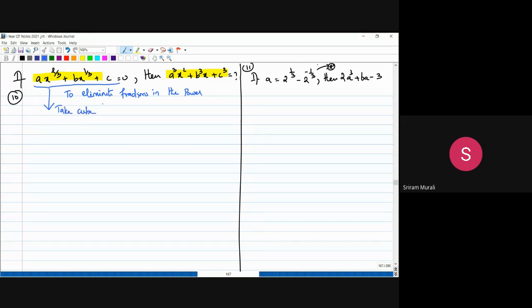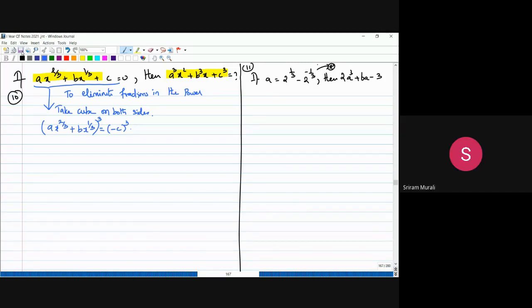Take cube on both sides. What you did? I write that plus c to the right hand side, that is a x power 2 by 3 plus b x power 1 by 3, the whole power 3, this is equal to minus c power 3. In fact, minus c the whole cube. Shall I write like this?